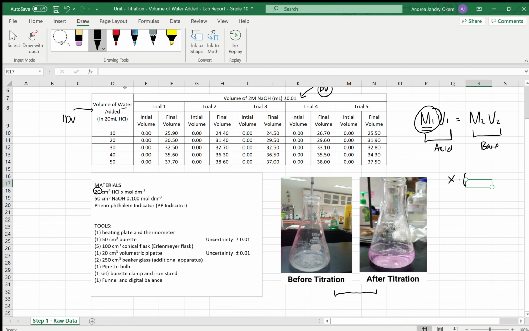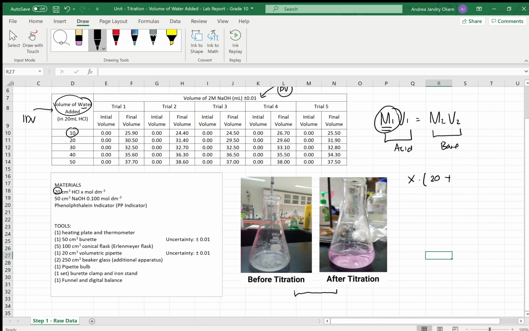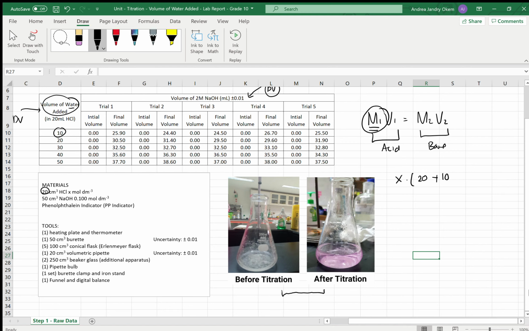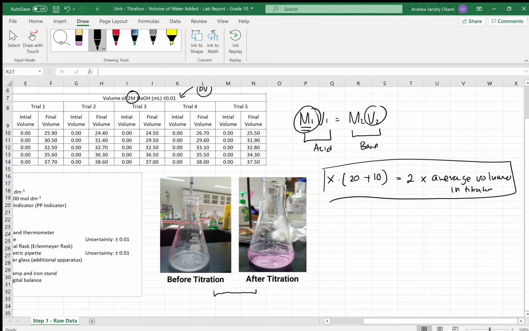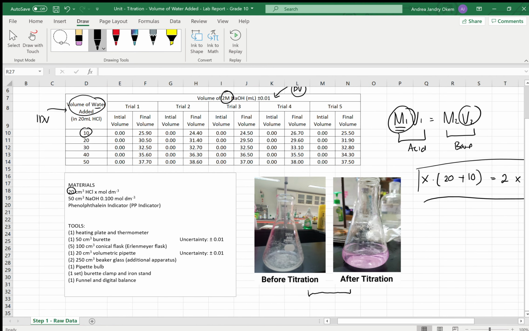20 milliliters of hydrochloric acid, and also you have to add the volume added, and then it will be changed depending on the independent variable that you use, like for example 10. And then for the base we have 2 molarity, so I will put 2. V2 is the average volume in titration. Okay, so this is the introduction of the volume of water added.